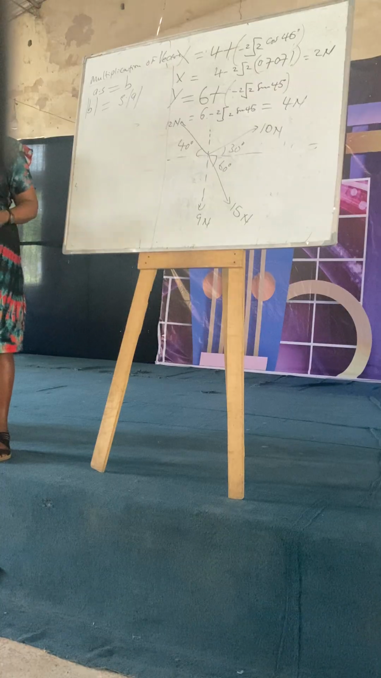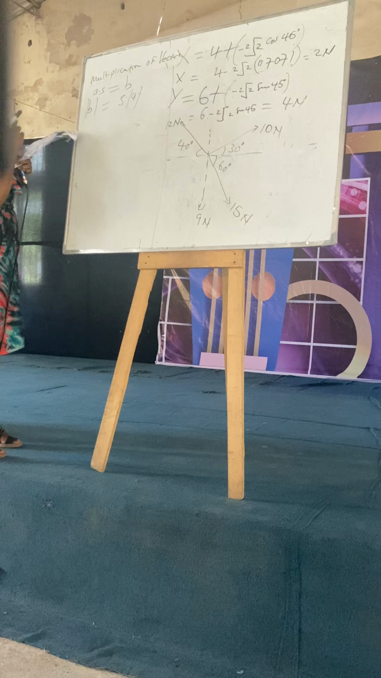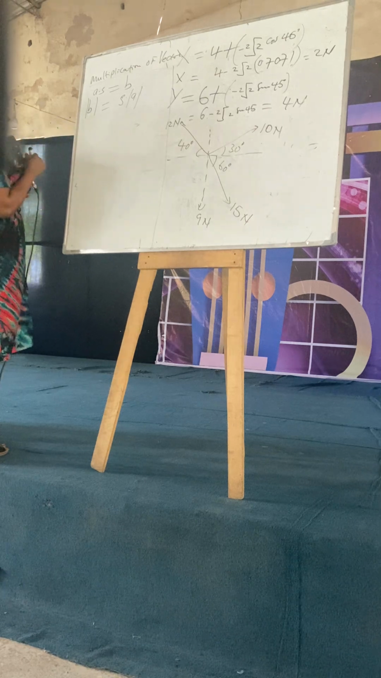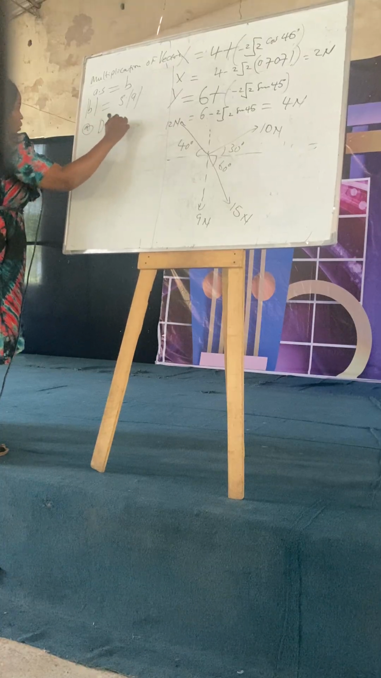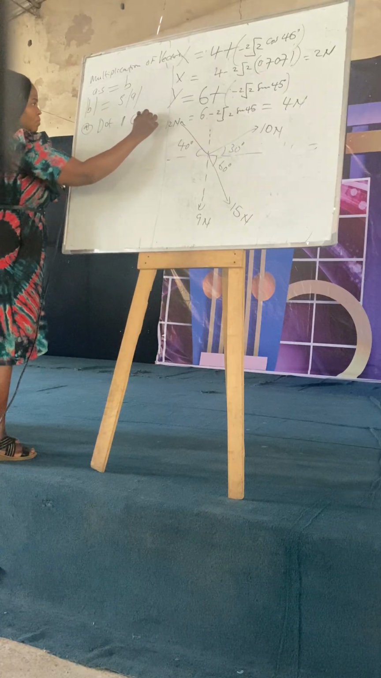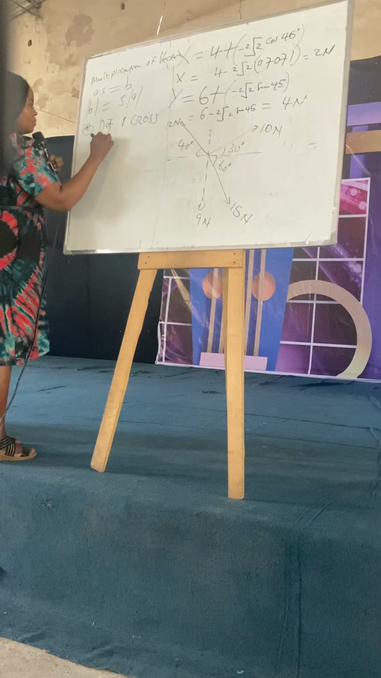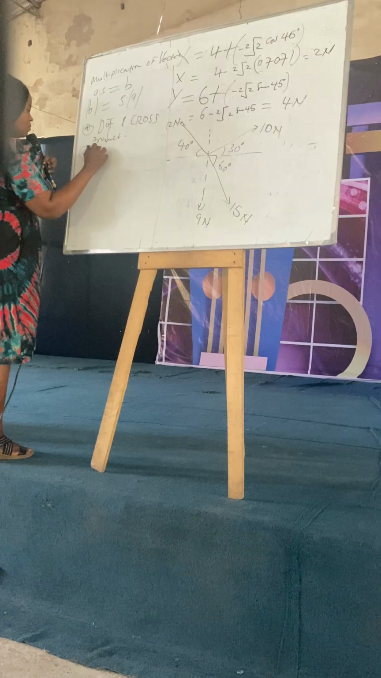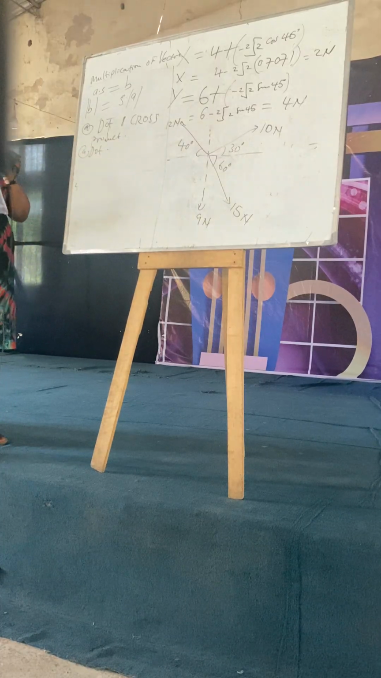Multiplication of vectors by two vectors. Let's discuss first the dot product. We have what we call the dot product and the cross product. Now let's take dot products. How do we define dot products?